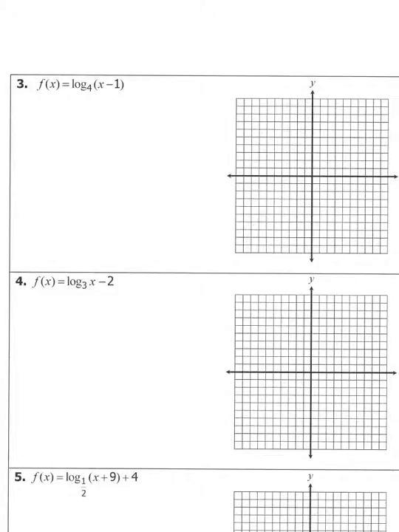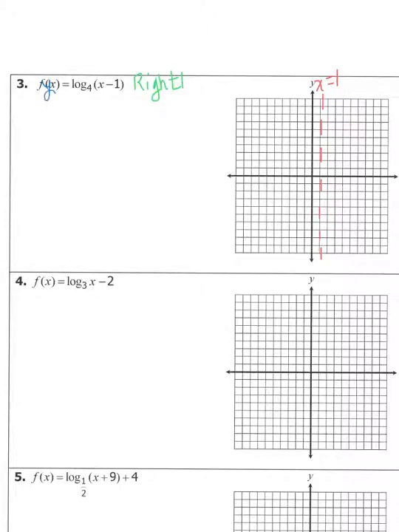Remember, inside the function is a right-left direction. And it's the opposite of what you think it is. So since we have a -1, we are going to go to the right 1. That means that my vertical asymptote moves to the right 1. That's going to affect a couple of things, but not a whole lot. There's no up-down movement.